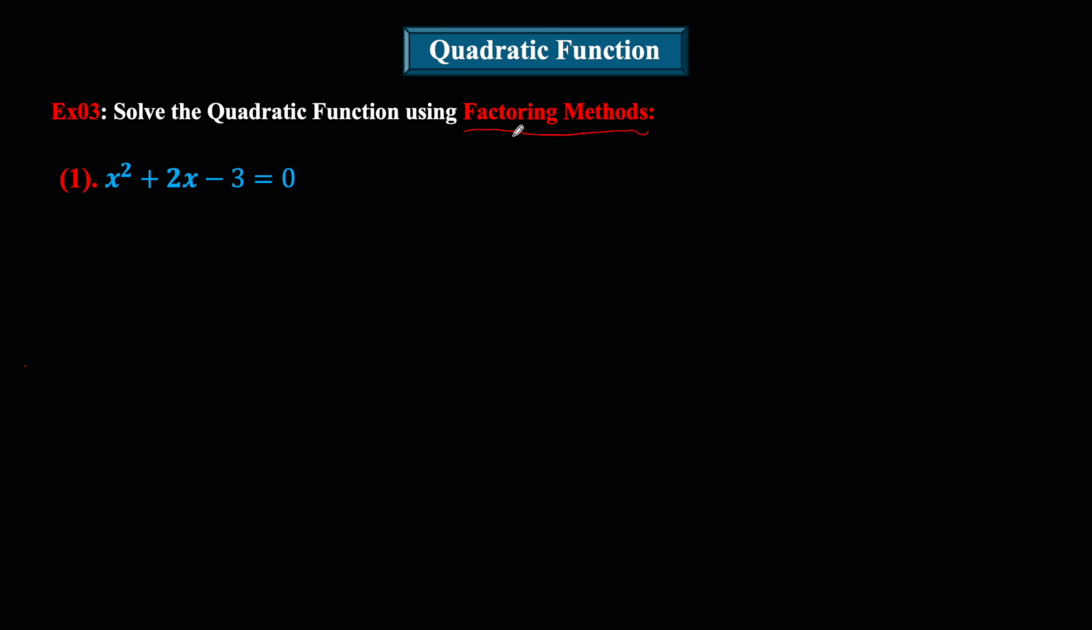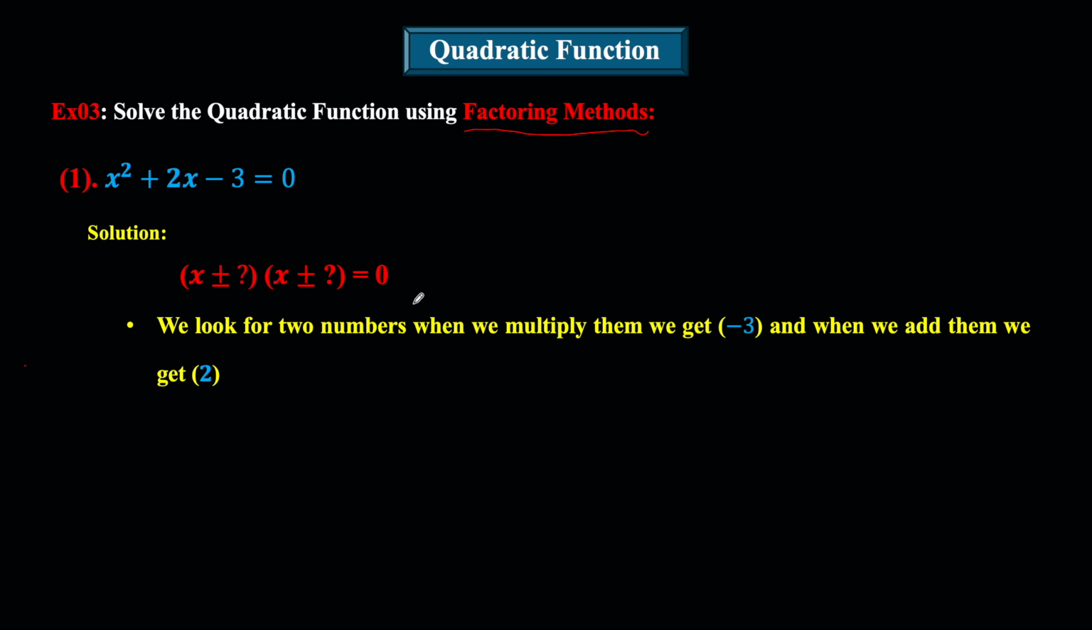Okay, so solve the quadratic function using factoring method. Our equation is x squared plus 2x minus 3 is equal to 0. So for such a situation, we think in this way. For this type of equations, x plus or minus something multiplied by x plus or minus something is equal to 0. So we look for two numbers. When we multiply them, we get minus 3. So two numbers, when we multiply them we get minus 3, and when we add them we get 2.